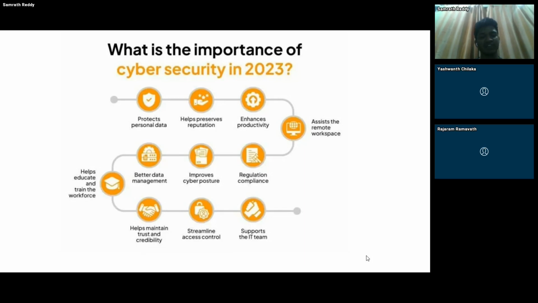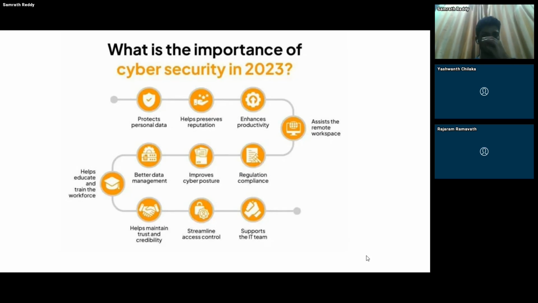Next, it helps educate and train the workforce. Nowadays, it is important to train company employees so that the company doesn't get attacked easily. Whenever we hire someone, they must have some basic knowledge of cybersecurity attacks like phishing and DDoS, so that an attacker cannot easily attack the company databases. So that's a quick snapshot of cybersecurity.